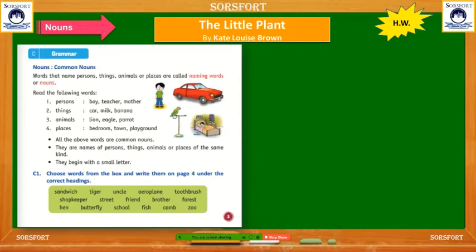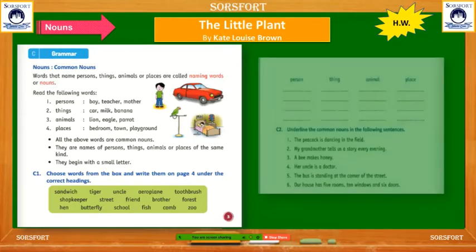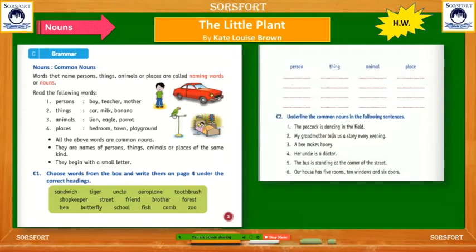Now C1. Choose words from the box and write them on page 4 under the correct headings. Let's see. You have to do it in your copy. You have to make a list of person, thing, animal, and places. You have to find out persons from here, things from here, animals from here, and places, and write a list of these.